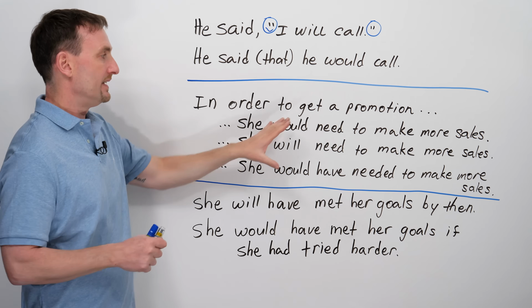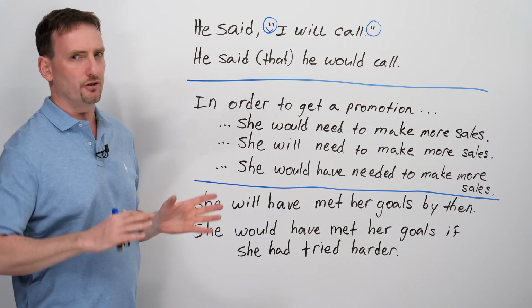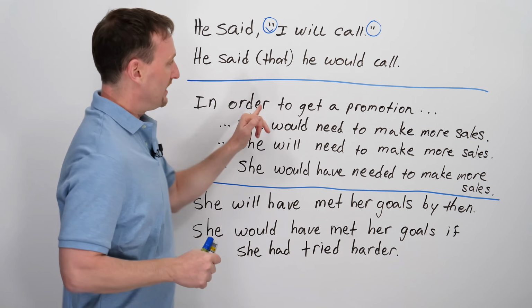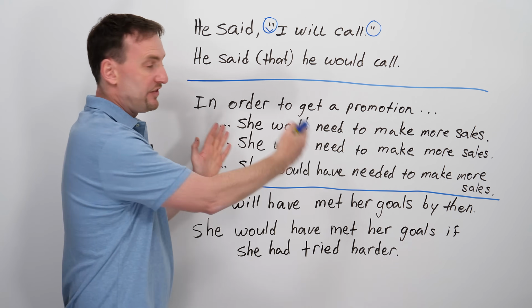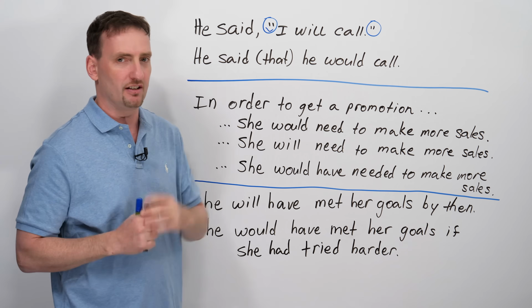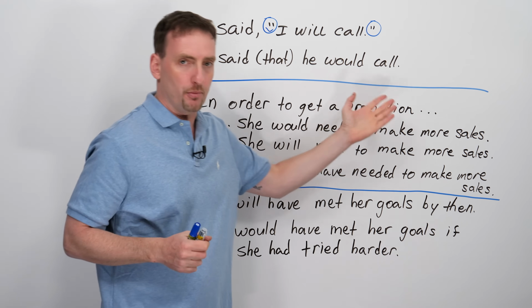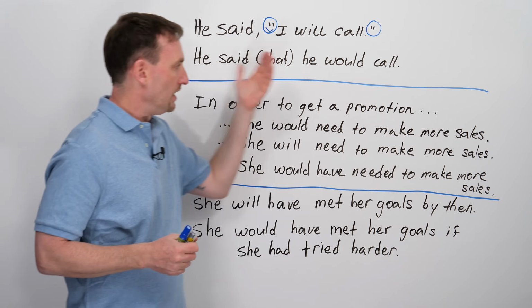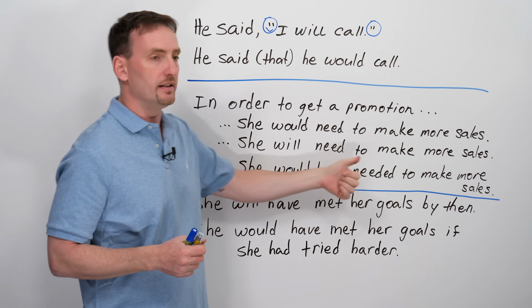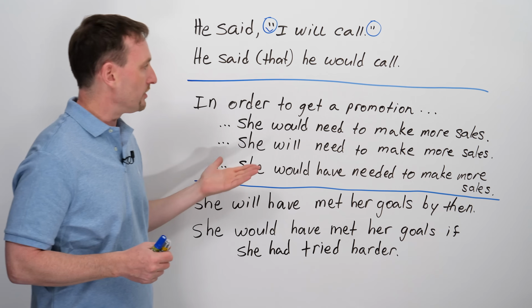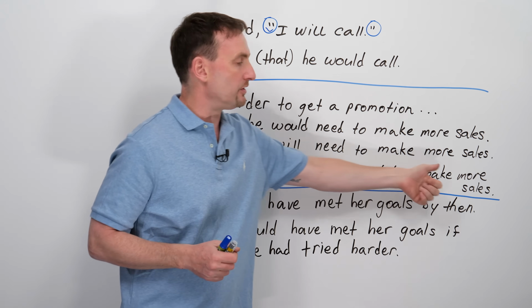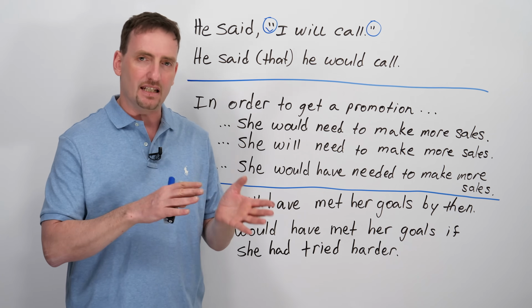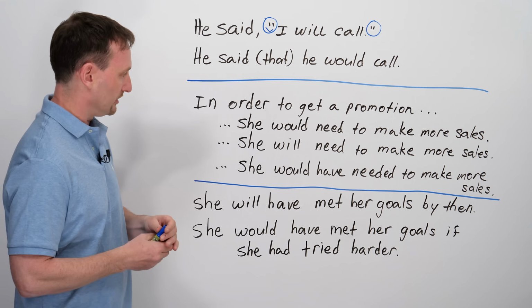So that's reported. Next. And here we're going to get a little bit tricky. So just prepare yourselves for it. I'm going to start with one sentence and I'm going to finish it three different ways. In order to get a promotion, she would need to make more sales. In order to get a promotion, she will need to make more sales. Or in order to get a promotion, she would have needed to make more sales. All three sentences are correct. The meanings are slightly different. So let's start.